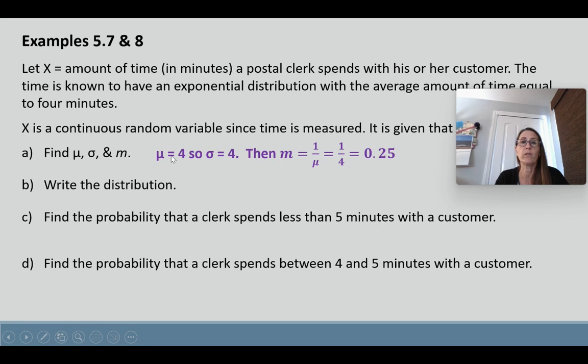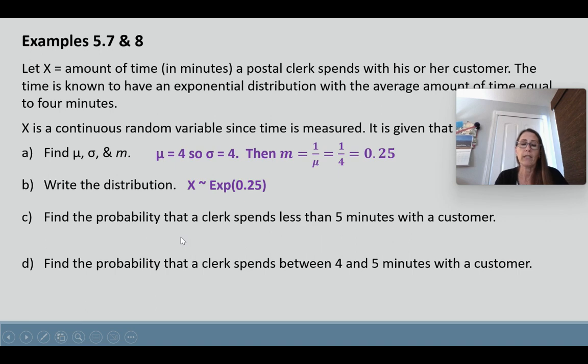So we know that mu is 4, and because it's exponential, we know that sigma is 4. Then m is 1 over mu, which is 1 over 4, which is 0.25. When we write the distribution, it looks like this: x is a random variable with an exponential distribution with the parameter 0.25.